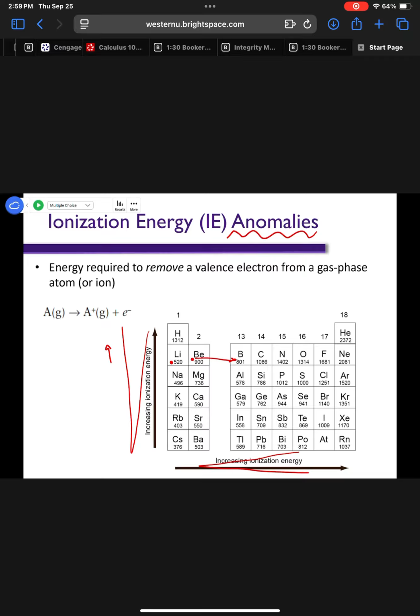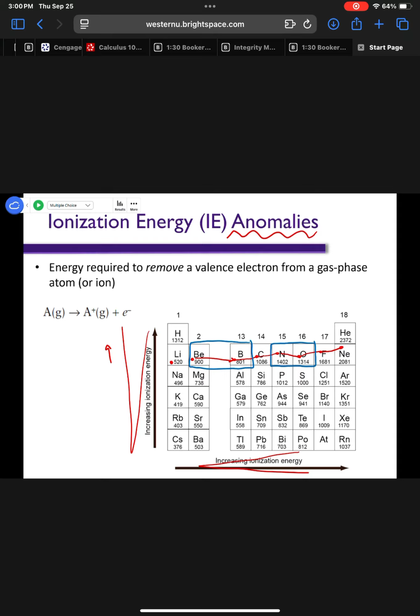From boron to carbon, 800 to 1,000. That increases. Carbon to nitrogen. Yep, that increases. Ooh, nitrogen to oxygen has gone down just a little bit. That's an anomaly. It's breaking our big trend. From oxygen to fluorine, we can see it increases. Fluorine to neon, it increases. When I draw this out, I can see beryllium to boron is an anomaly. Although the big trend is that it increases as we go across, that trend is broken there. Nitrogen to oxygen, as we go across, it actually decreased just a little bit as well.